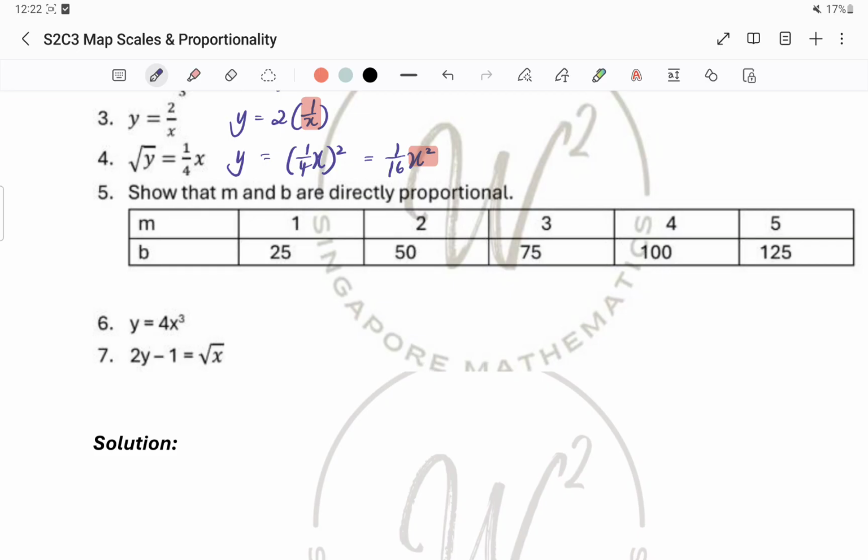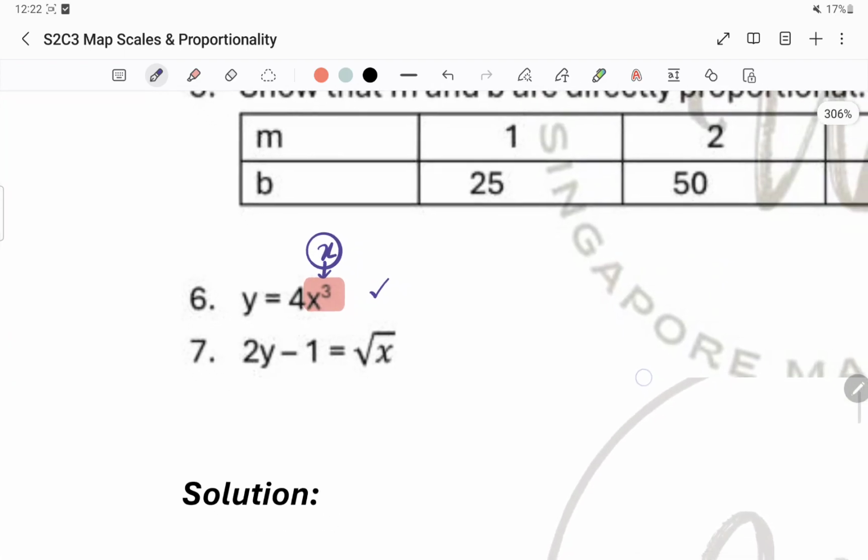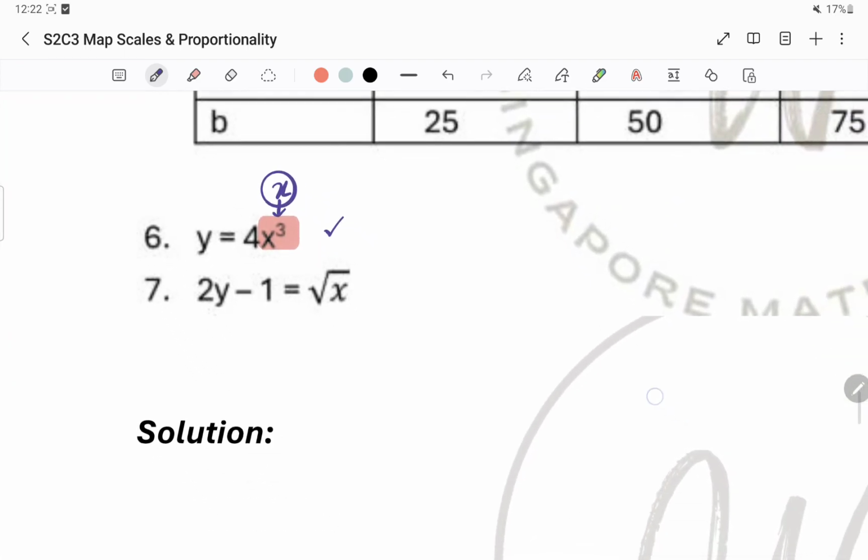Alright, so here I have y equals to 4x cubed. Here is already y equals to kx format already. So you will ask, where is the x? The x is actually x cubed. Okay, then 7 is also the same thing.